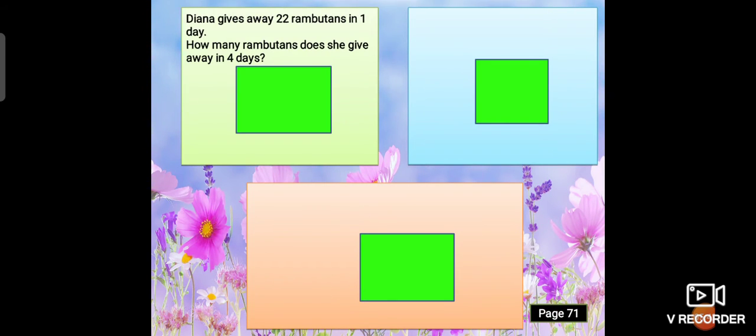Thanks for helping. Now open page 31. Let's work on the problem solving one. Diana gives away 22 rambutans in one day. How many rambutans does she give away in 4 days? So one day she gives 22. How about in 4 days? What should we do? Yes, we need to multiply 22 with 4. So 2 times 4 equals to 8. Another 2 times 4 equals to 8. So she gives away 88 rambutans in 4 days.